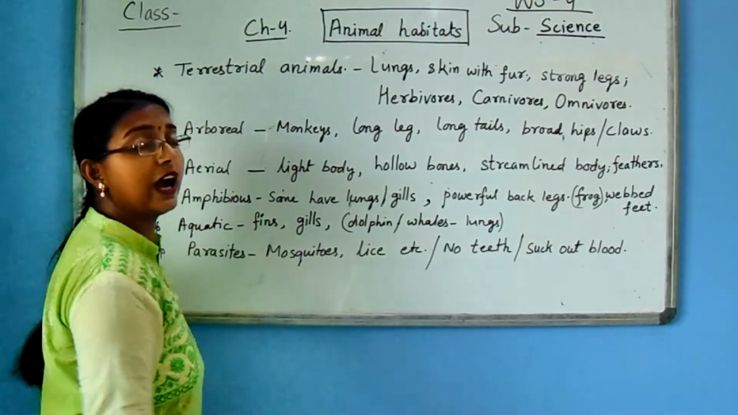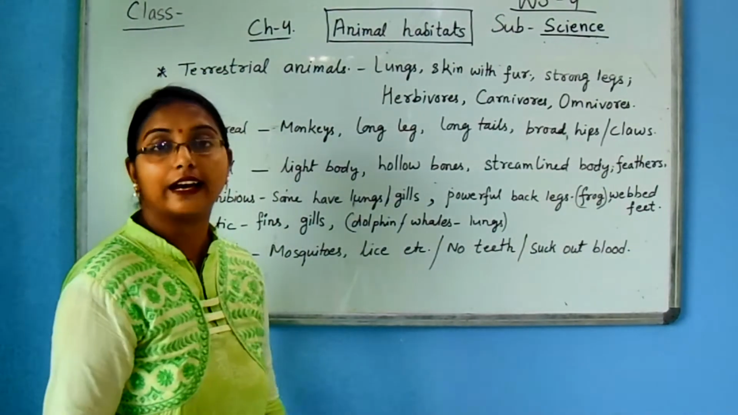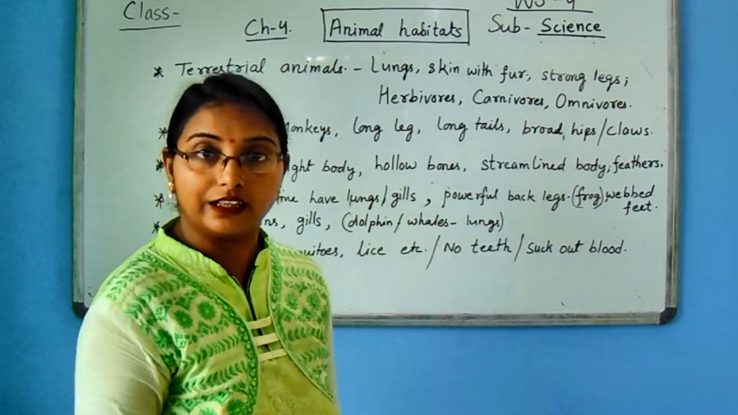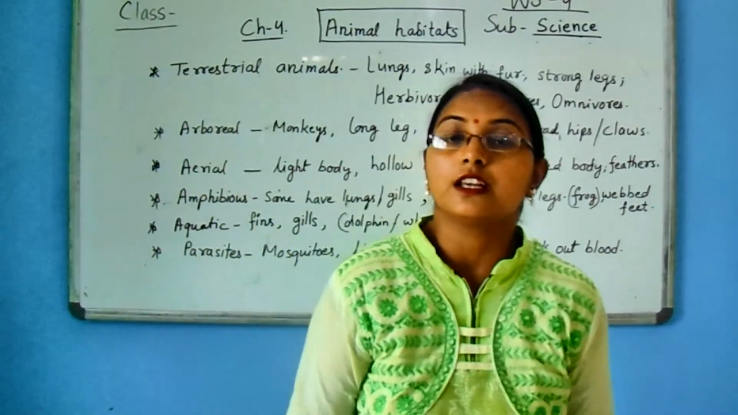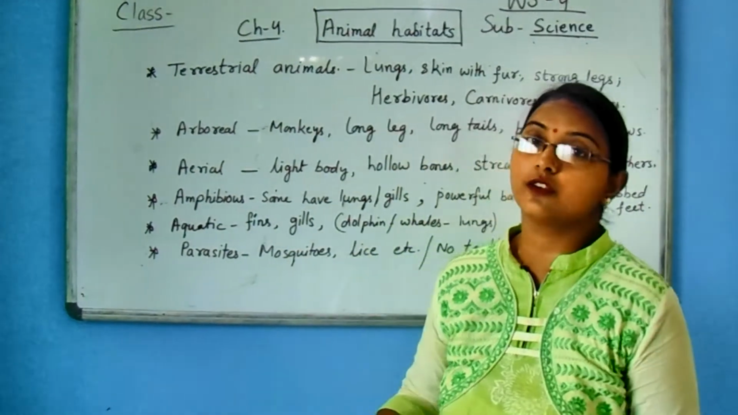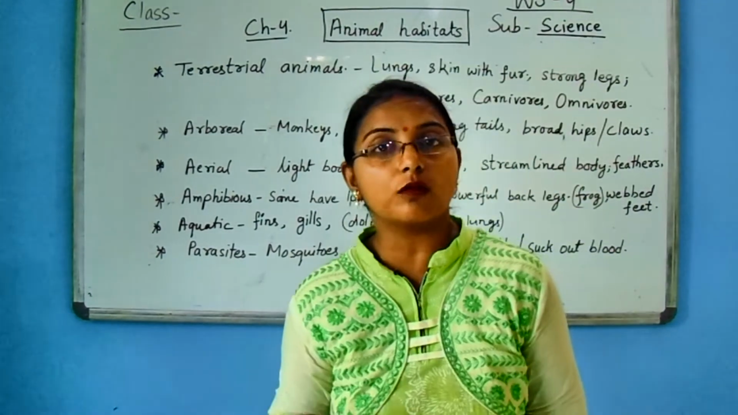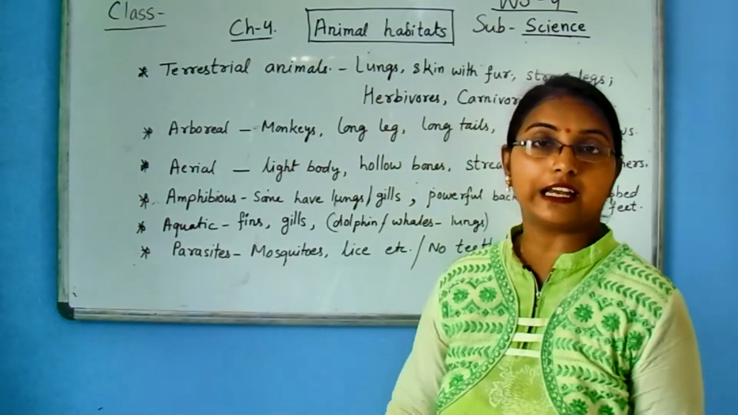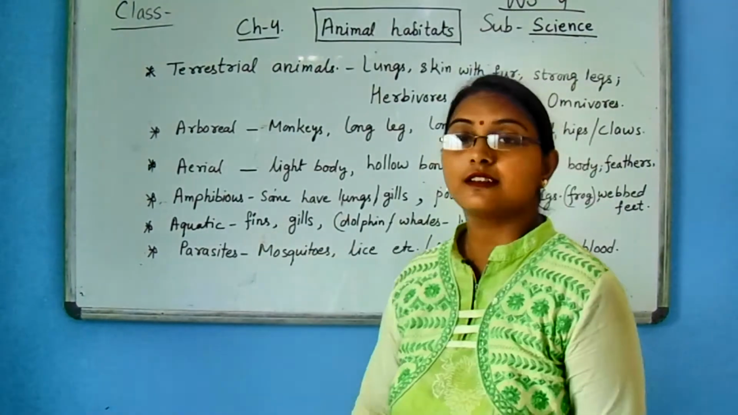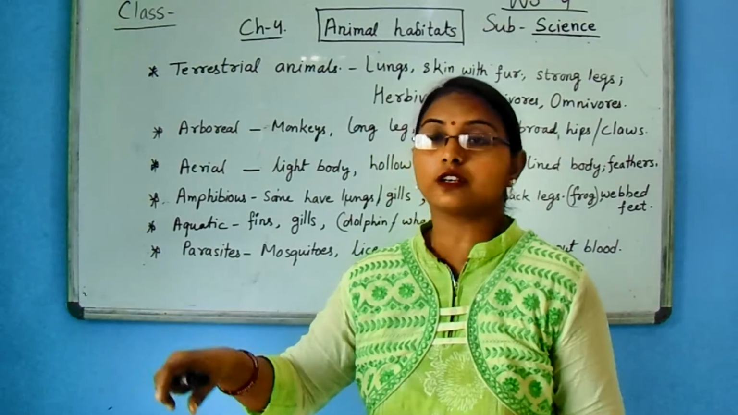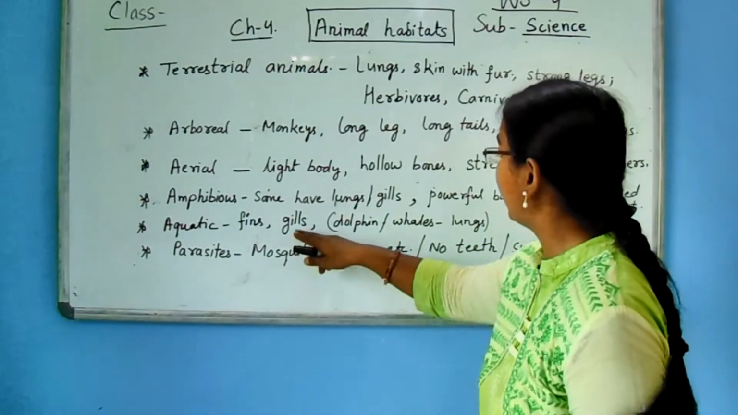Now the next one is aquatic animals. Aquatic animals are the animals that live in the water, and they have fins. You see in your locality that fishes are the common example of aquatic animals. They have fins and obviously they have gills. Fins help them swim in the water and gills help in the breathing process.